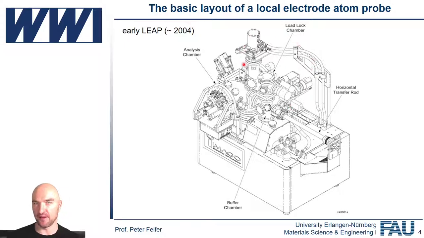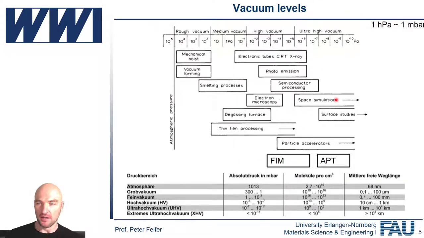Good, then we have a cooling system here. We're going to talk about the cooling system later. We have got a detector set up here, and the pulsar is usually external. Okay, so the very first thing is we need to go to vacuum levels.